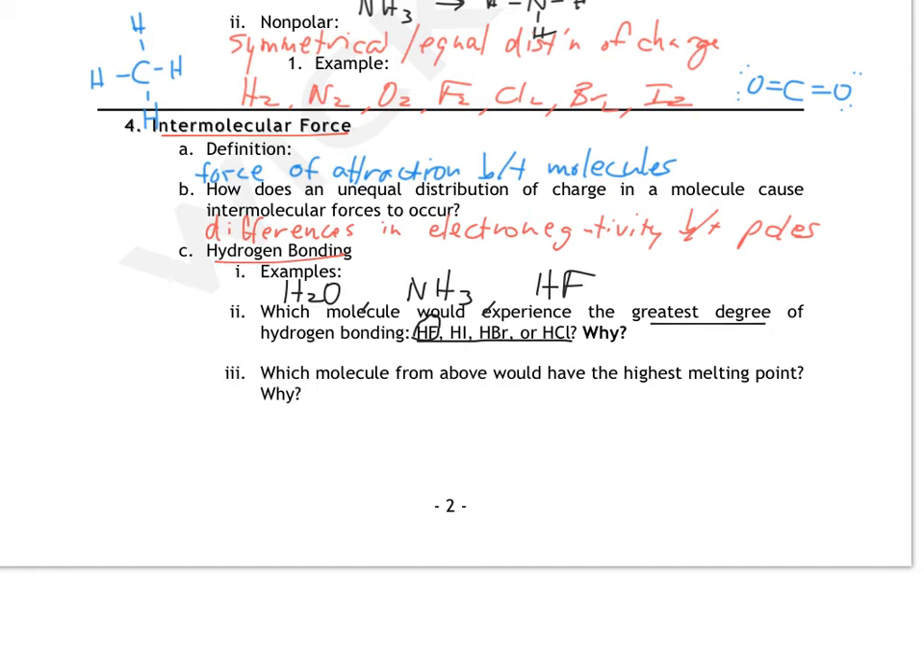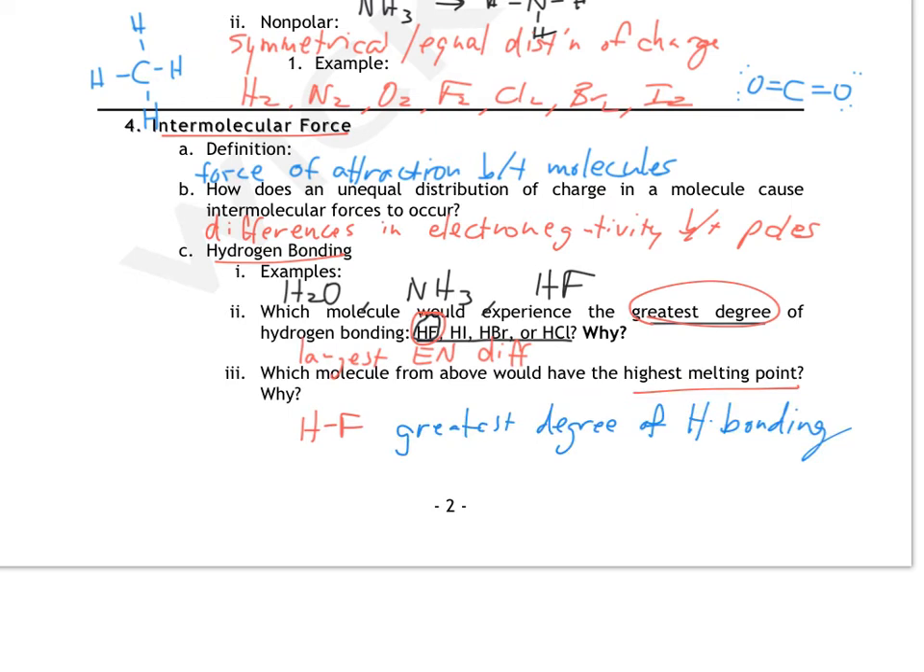So what I would say that would work anywhere you are is that you would look at electronegativity differences. And HF would have the greatest degree of hydrogen bonding because it has the largest electronegativity difference. And you probably also remember that the greatest degree of hydrogen bonding is also going to yield the highest melting point and the highest boiling point for all these 4 molecules. So it'll be HF again, because it has the largest degree of hydrogen bonding.